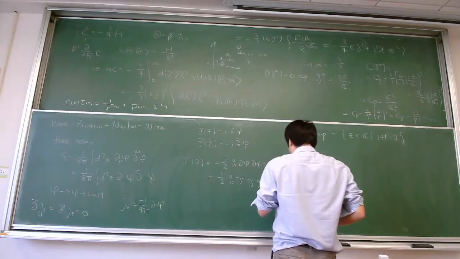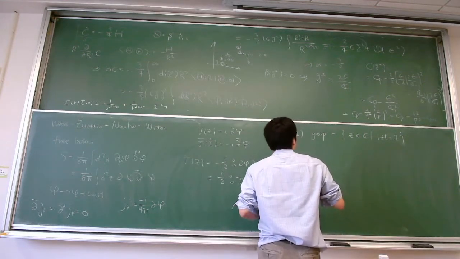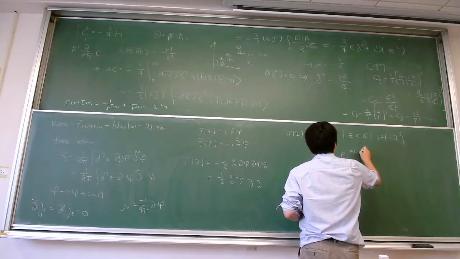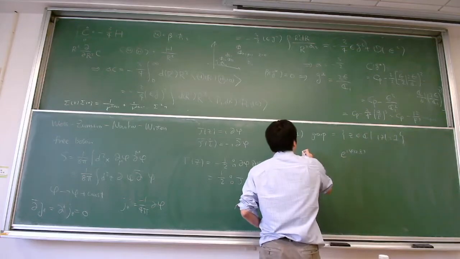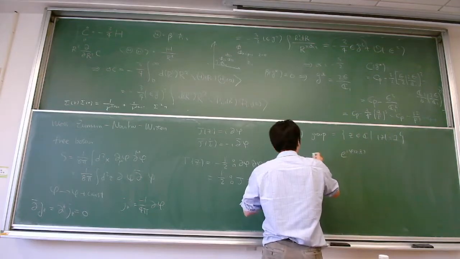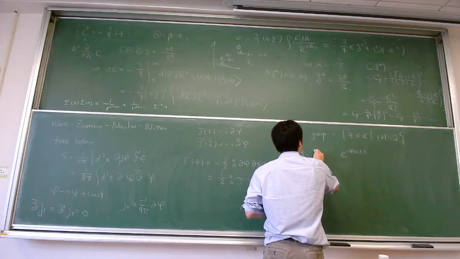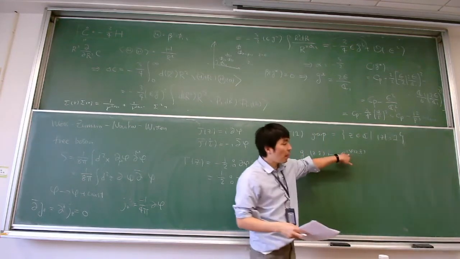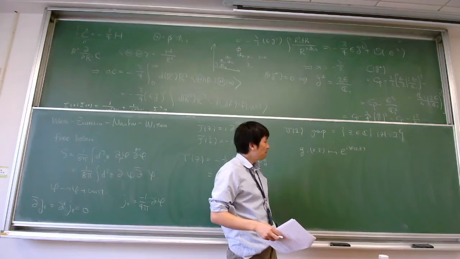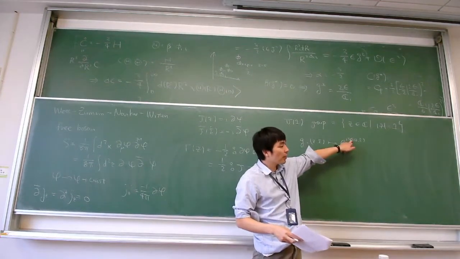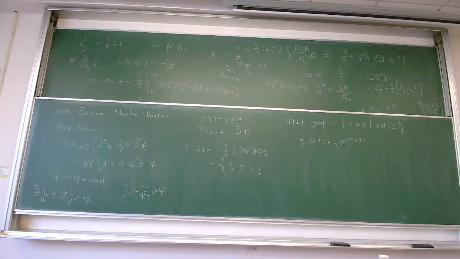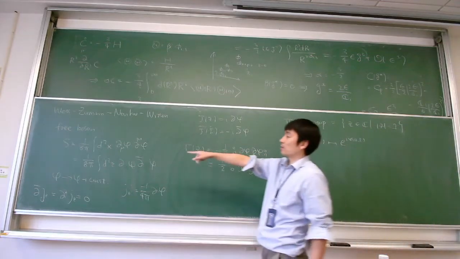And this can be written, of course, as e to the i phi. So g is defined as mapping z, z bar to this. This is U(1) valued, right? Where phi, I assume phi is a real scalar. Okay, I assume a real scalar.